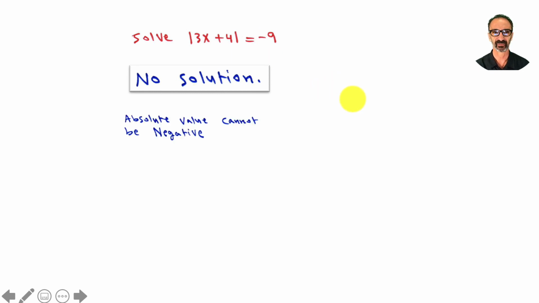All right? Just be careful. There is no way you could plug in any numbers right here and take the absolute value and end up with a negative number like -9.